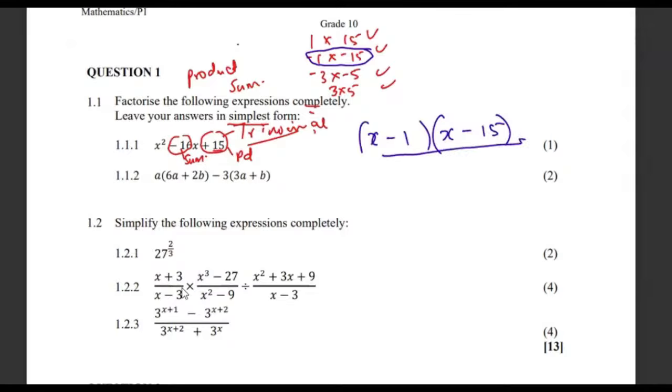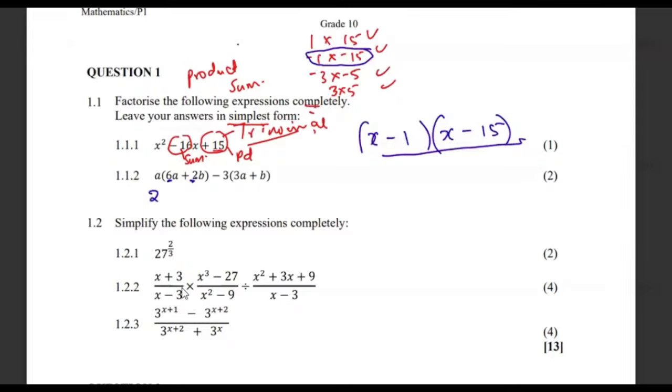Then 1.1.2, we're seeing a into 6a plus 2b minus 3 into 3a plus b. Now, what I notice is that inside this bracket, there's still something common. There's a 2, there's a 2 within the 6. So let's take out the 2. Let's factorize out the 2.